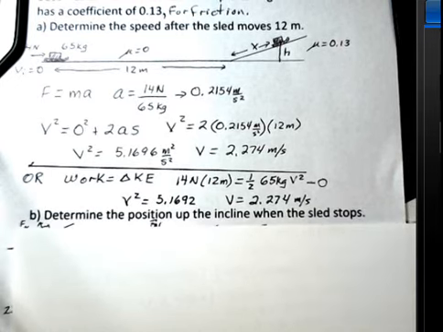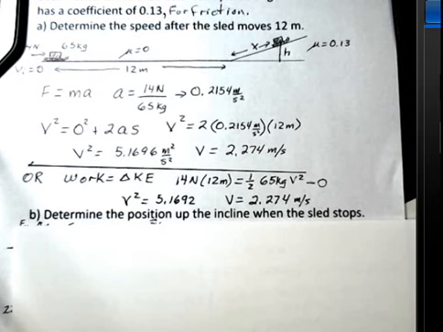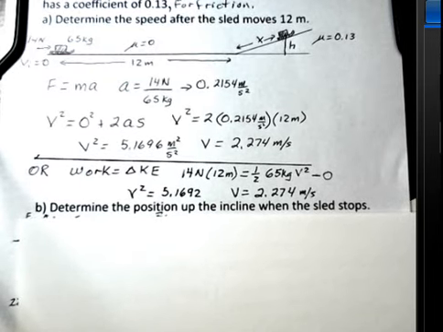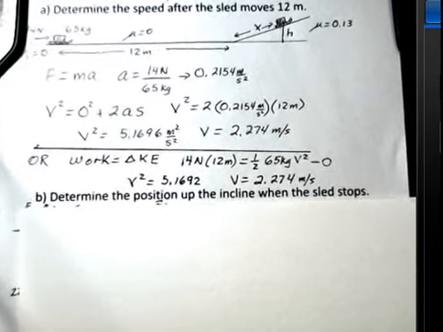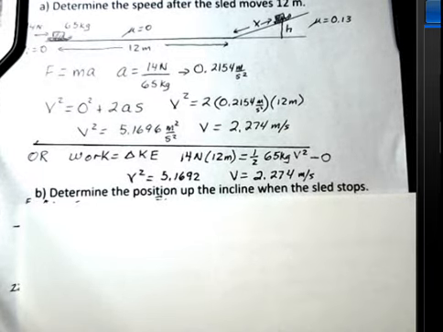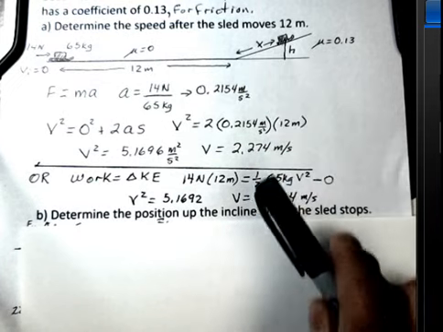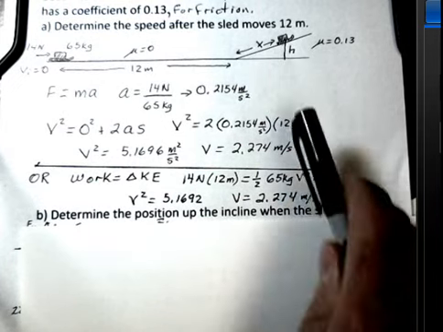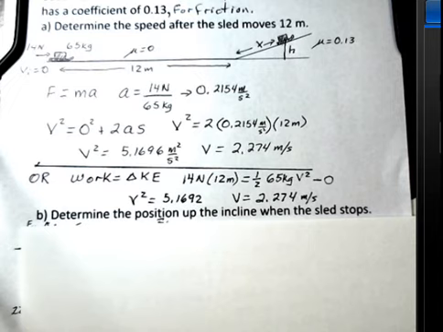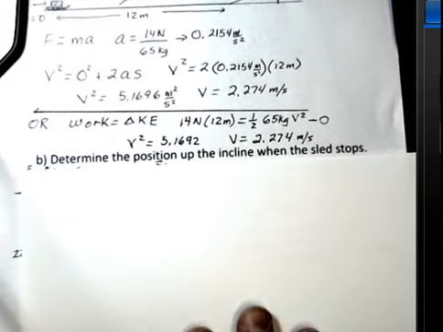Now, the second question would be, what's the distance it slides up the incline? What's our position on the incline measured along the slant? So you can see in my diagram of the problem, x, the unknown, is along the slant. H is involved, but we'll see how we handle that.